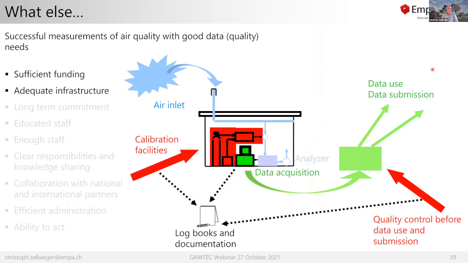So this brings me almost to the end of my presentation, but I want to mention a few more things. Successful measurements of air quality with good data quality need not only know-how, not only instruments, they also need sufficient funding and an adequate infrastructure. So you cannot just buy an ozone analyzer, switch it on, and then measure ozone and think that's it. No, you need sufficient funding. You need funding for maintenance, because instruments can break down. So it's actually much more expensive.